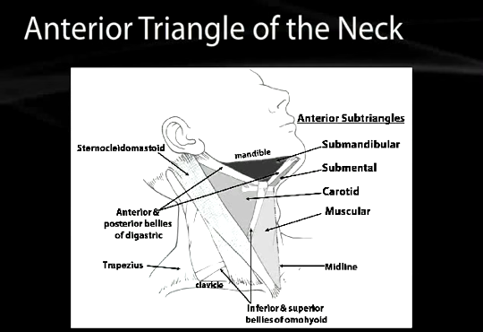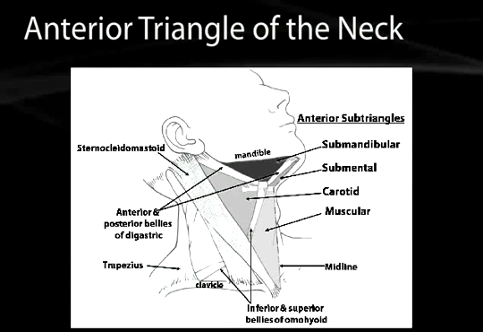There are 4 of them, and remember the anterior triangle is bordered by the midline, the sternocleidomastoid, and the mandible. And then we can see the omohyoid and the anterior and posterior bellies of digastric, and now we have 4 subtriangles. They're named 2 by location and 2 by what's in them.